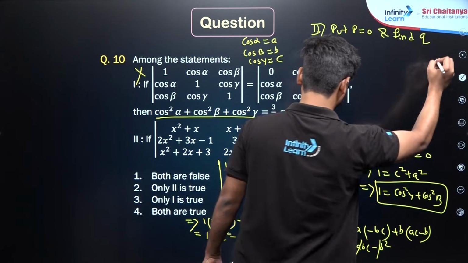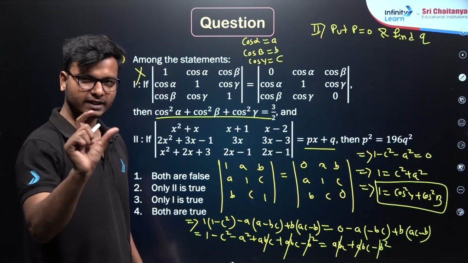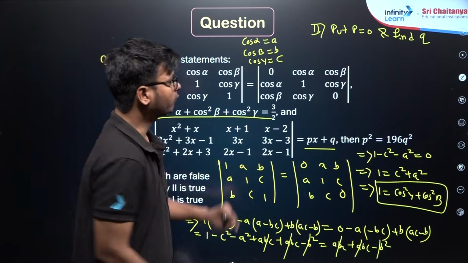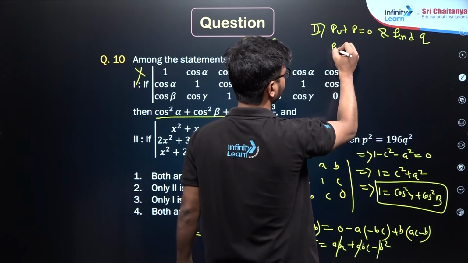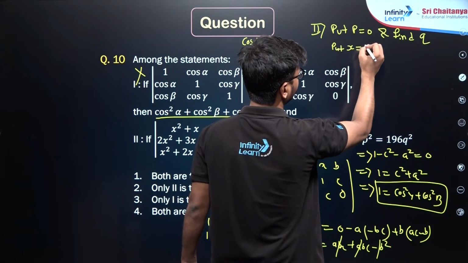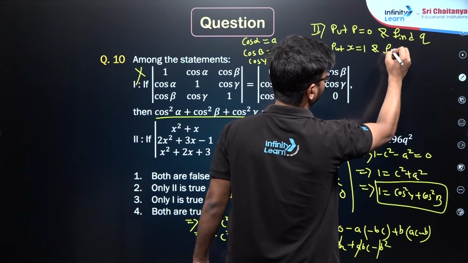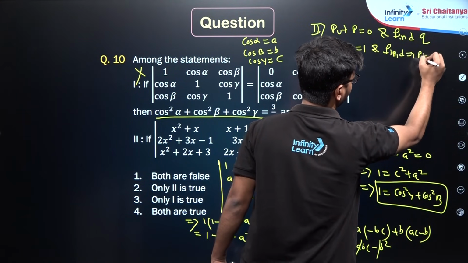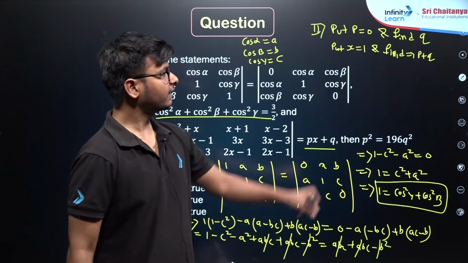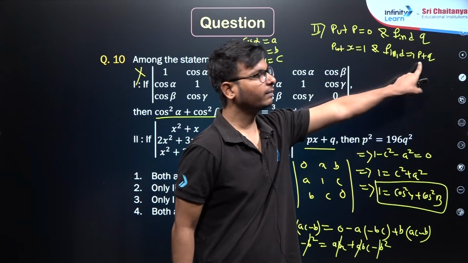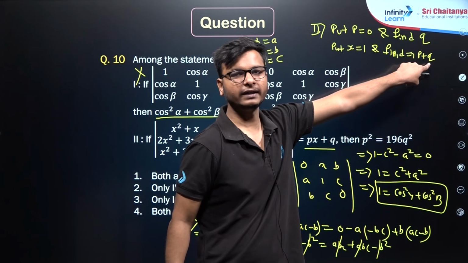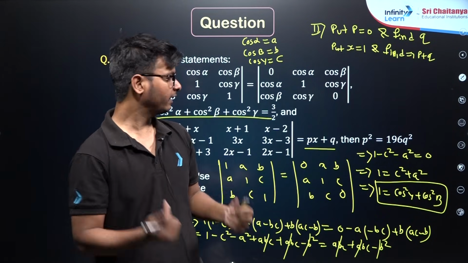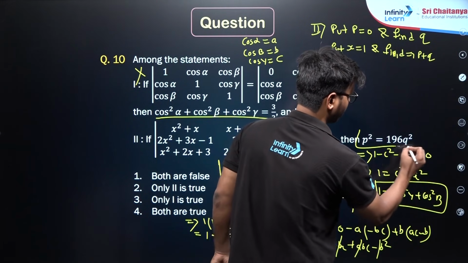Find q, correct? And once q is got, put x equals to 1. When you put x equals to 1, second step, put x equals to 1 and find p plus q, correct? Now you have the value of q, and the value of p plus q. Substitute the value of q in the second equation and you are going to get both values, p and q, correct? And once you get the values of p and q, you can verify the required conditions.